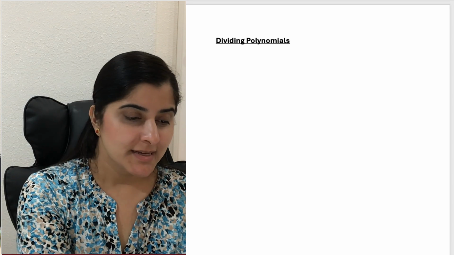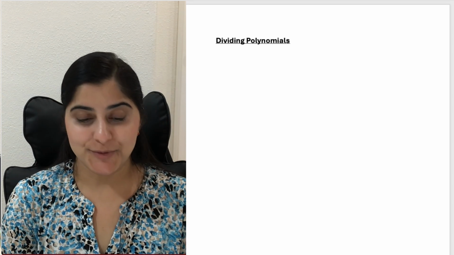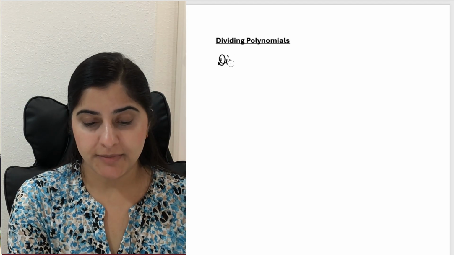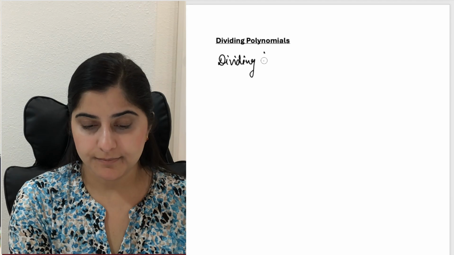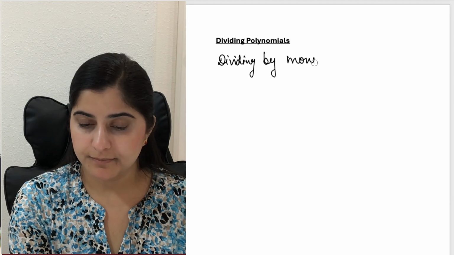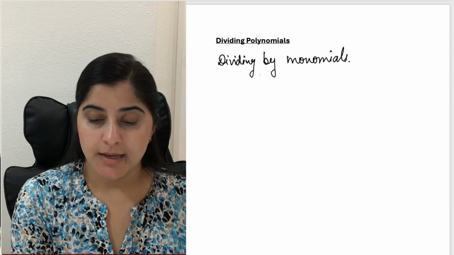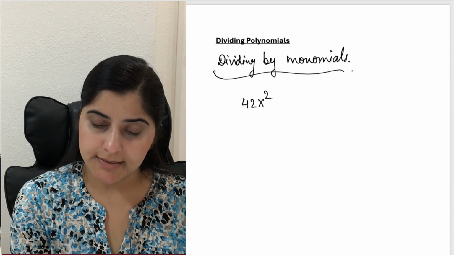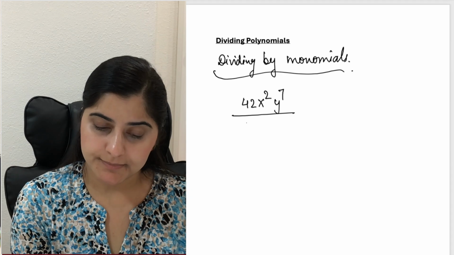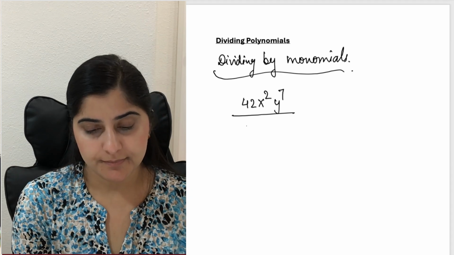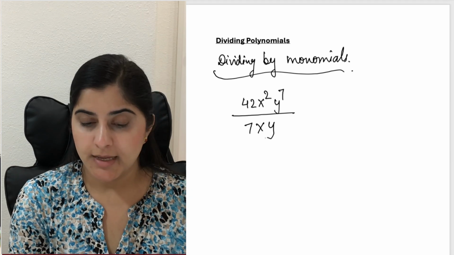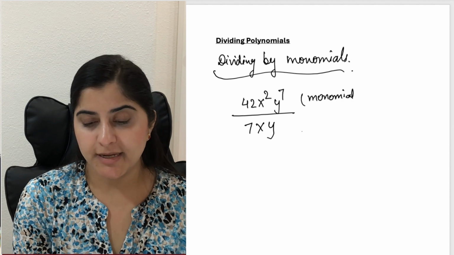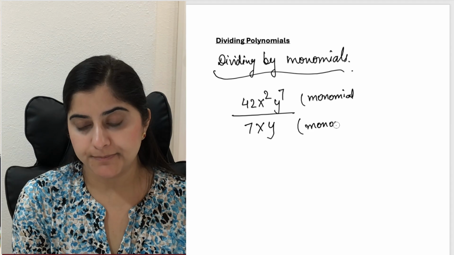Dividing polynomials. So we are going to learn today how to divide polynomials by monomials. Dividing by monomials. So if you have something like this, this is a monomial, and we are dividing a monomial by a monomial.